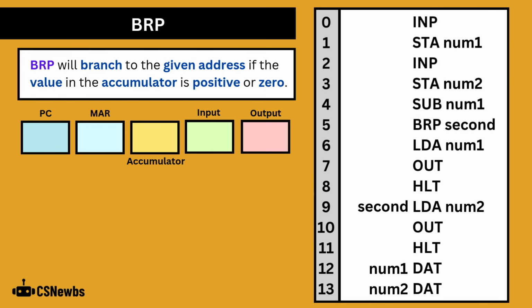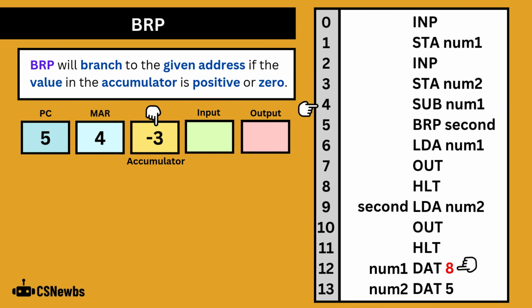Now for the final mnemonic before we look at one more complex example. BRP will branch to the given address if the value in the accumulator is positive or 0. This program will input two numbers and output whichever is largest. We'll start by inputting 8 and store it in an address labeled as num1. Then we input 5 and store that in an address labeled num2.